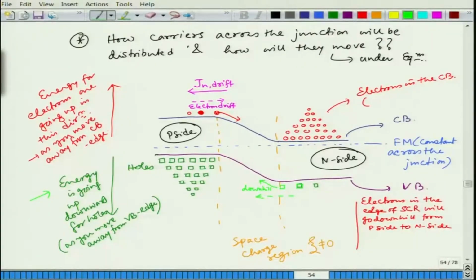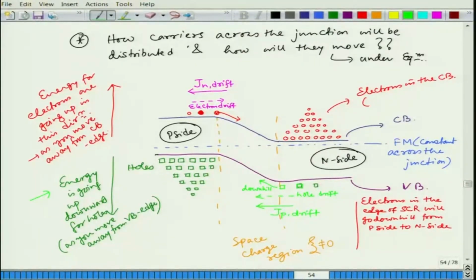So, we will have hole drift from the N side to the P side, and effectively we will have a drift current. And now whichever direction the hole moves, the current is in the same direction. So, what we can write, this will be Jp drift, and this drift is only for the minority carriers. In the N side it is hole, which is the minority carrier, and they are getting drifted due to this downhill energy in the space charge region, right.